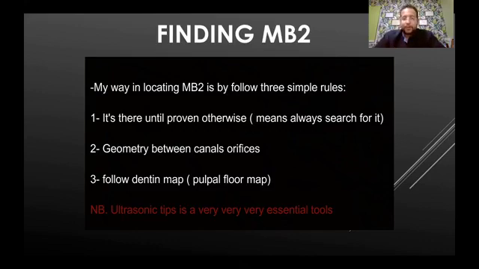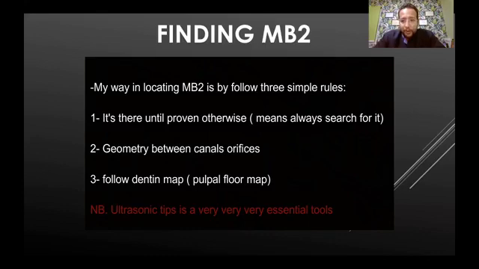That's the first one. Second, there is a geometrical relation between the canal orifices that will help you to locate the mesiobuccal canal, as we're gonna see, and you have to follow the dentine map. The dentine map, or a pulpal floor map, can be a very easy way to guide your way to find the MB2. There's a rule, I think all of you have to know it, that you don't touch the pulpal floor with rotary instrumentation, I mean rotary burs. You don't touch the pulpal floor with rotary.